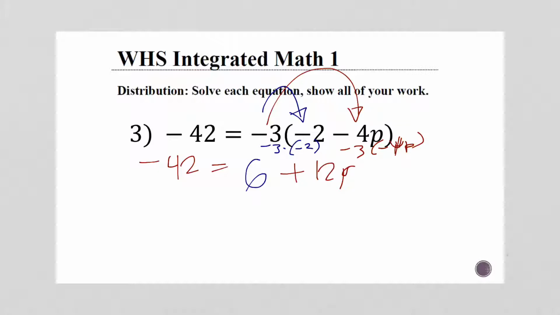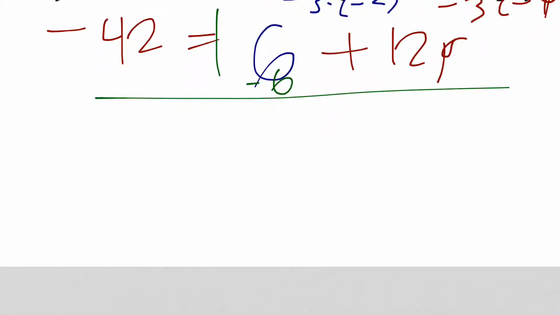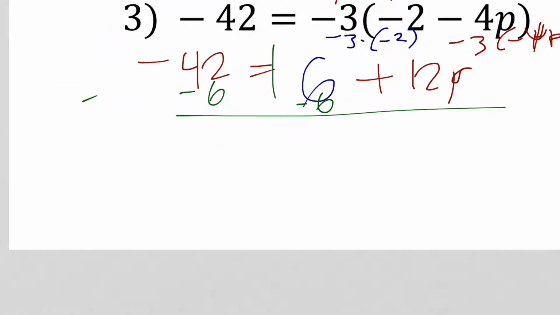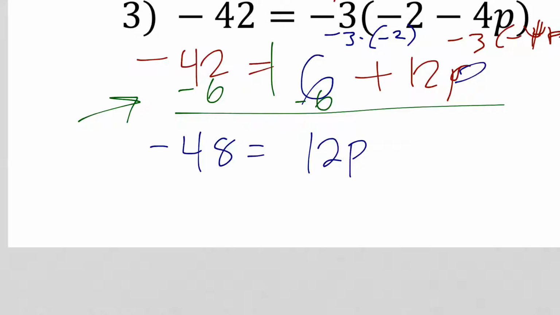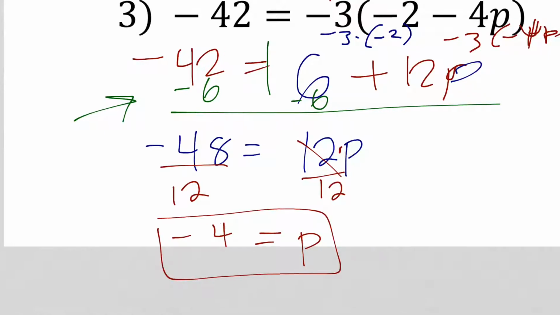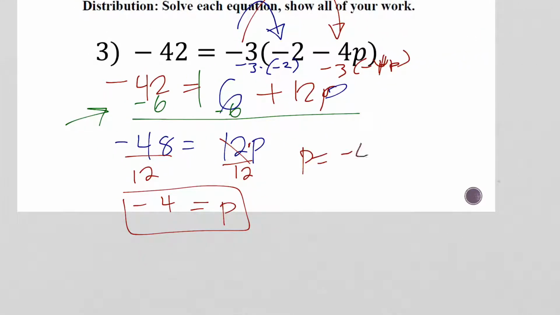So now I want to solve for p. The opposite of adding by 6 is to subtract by 6. So both of these here are negative, so that means I'm going to add, keep sign. So the sign stays negative, and this is going to equal 12p because this is a p. The opposite of multiplying by 12 is to divide by 12. And when I divide both sides by 12, I get an answer of negative 4. So p is equal to negative 4.